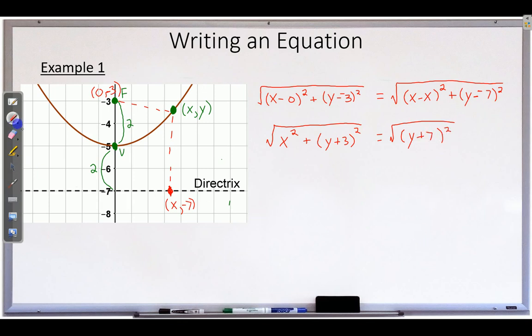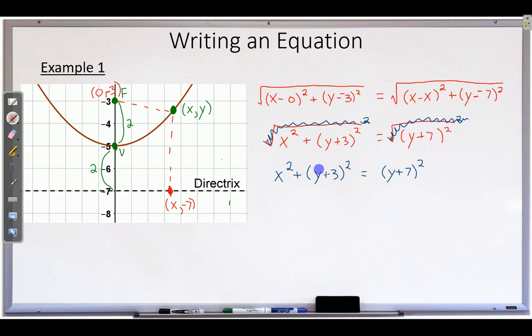All right, now it's time to really simplify this and make it look not quite so horrible. We've got an equation and a square root on both sides. So what we can do is simply square both sides. If I square one side, square the other, the square root and square cancel out. So that goes away on that side, and now this goes away on that side. So now all we're left with is x squared plus y plus 3 squared is equal to y plus 7 squared. Now this still looks pretty rough, but we can do this.